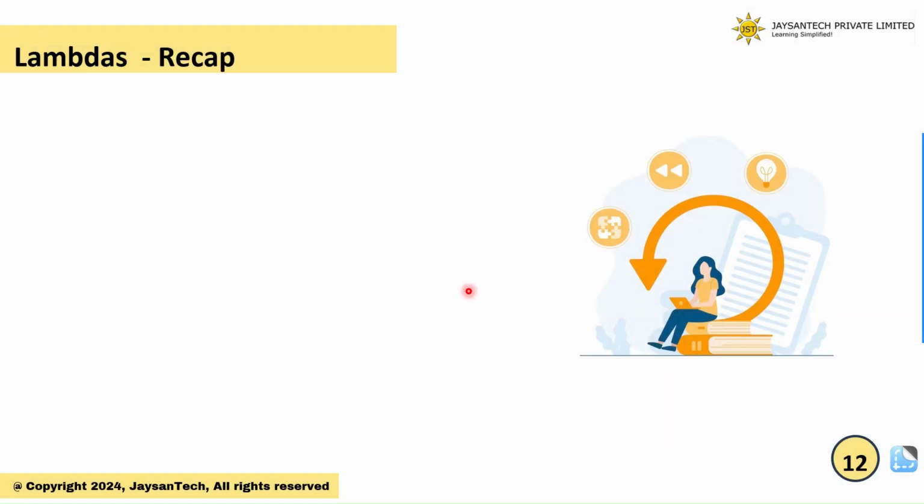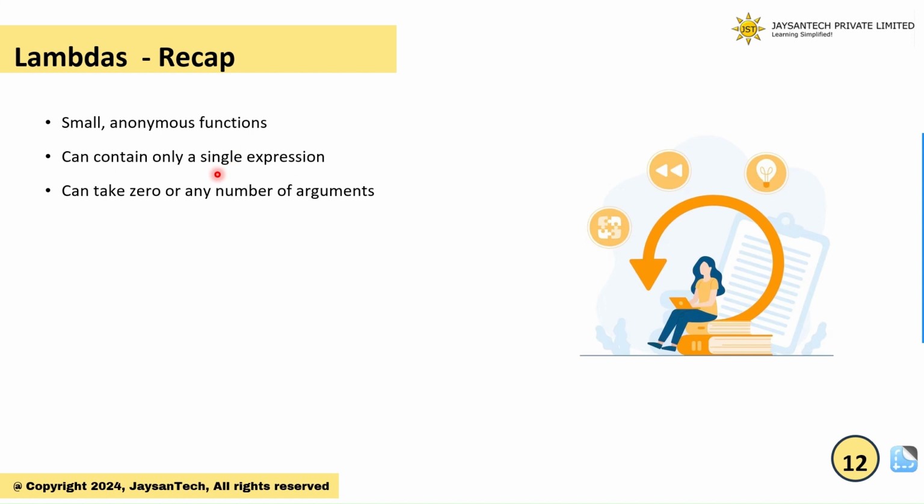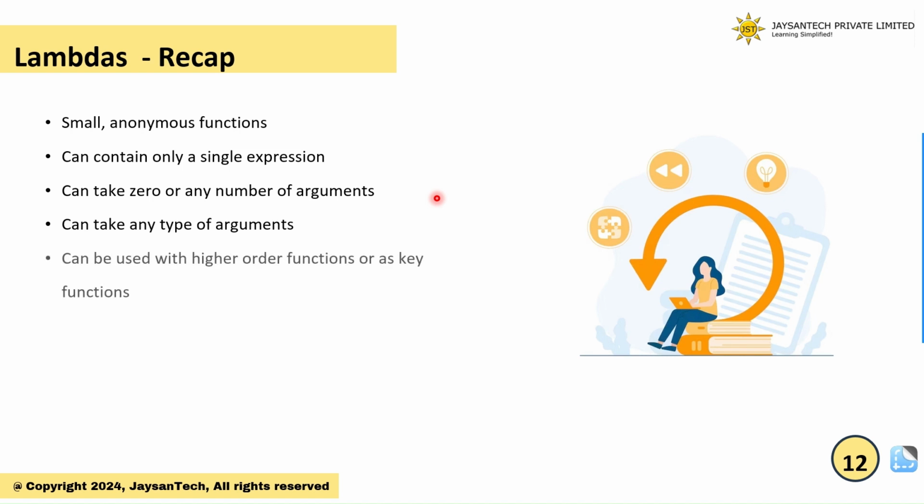So we have come to the end of this session now. We'll just have a recap of what we have seen for lambdas. They are small anonymous functions, they are nameless, and they are supposed to be small, simple functions. They can contain only a single expression. Multiple expressions or statements are not allowed. They can take 0 or any number of arguments like we have seen, and they can take any type of arguments, both by data type as well as type of argument like positional, keyword, variable positional, variable keyword.